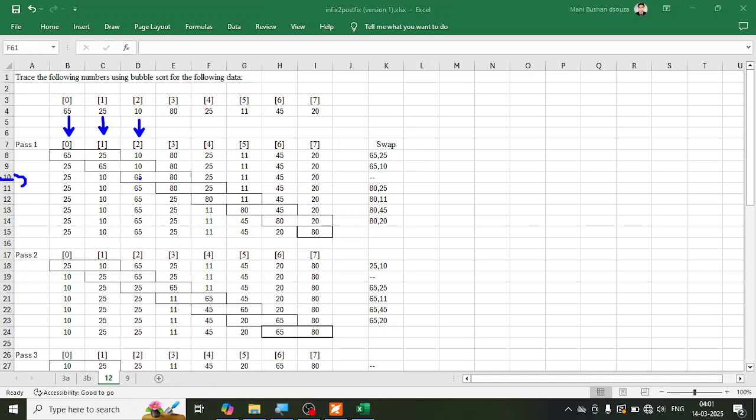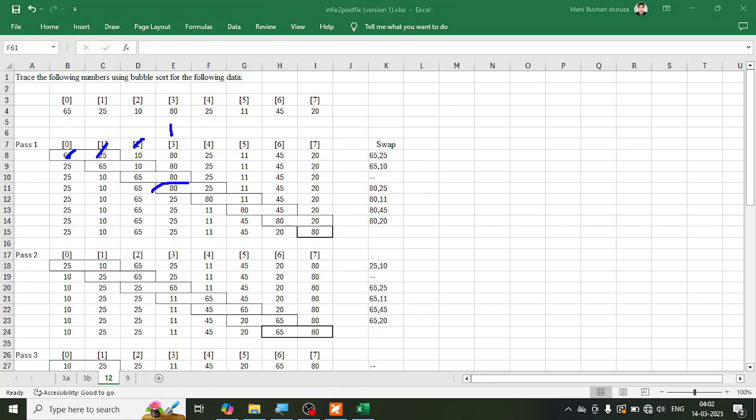You compare whether 65 is greater than 80. You notice that in this case, it is not the case. 65 is not greater than 80. So you don't do anything. So you have to write this one. You are not going to swap anything. So this element is over, this is over, this is over.